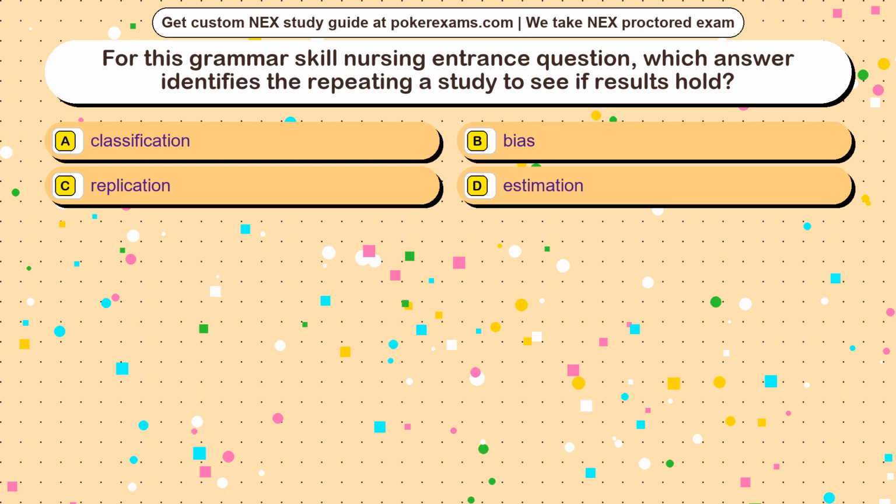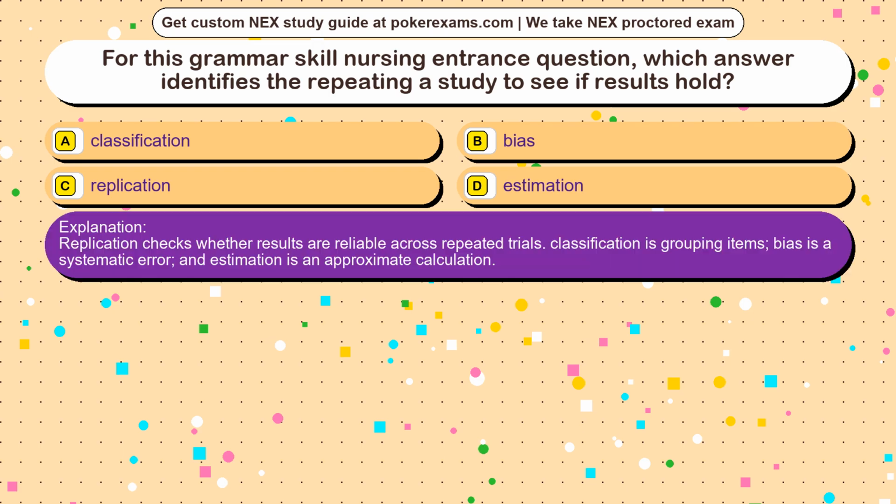The correct answer is option. Replication checks whether results are reliable across repeated trials. Classification is grouping items, bias is a systematic error, and estimation is an approximate calculation.